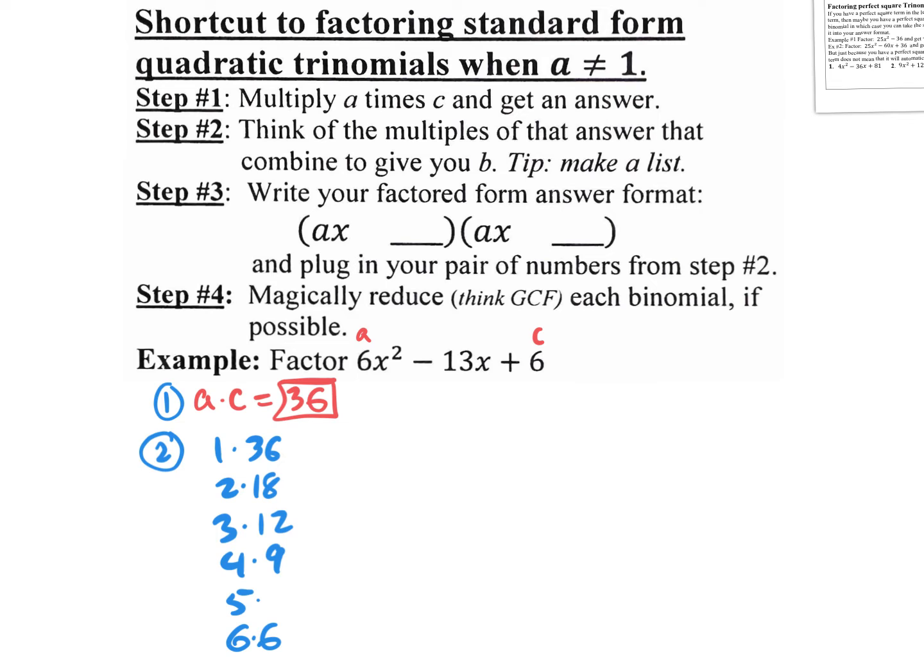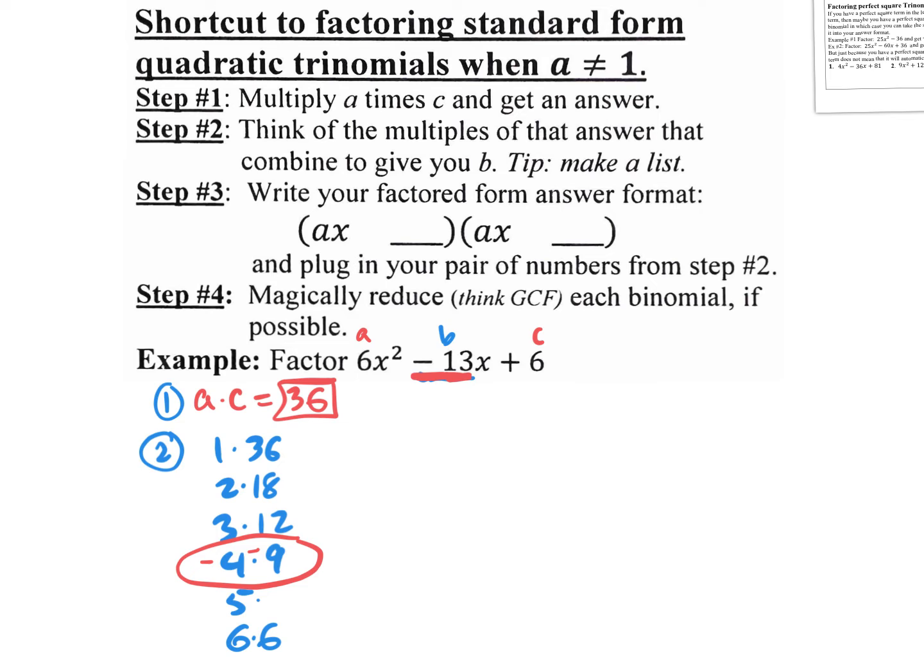Question is, which pair of numbers combines, not multiplies, which pair of numbers combines together to give you the b value, in this case, minus 13, right? If I combine that, that'll give me 37. This will give me 20. This will give me 15. This will give me 13, right? 4 and 9 is 13. However, 4 plus 9 is 13, and we have a 13, but we want it to be a negative 13. So we have the right numbers, just the wrong signs. Change both of those signs to a negative 4 and a negative 9.